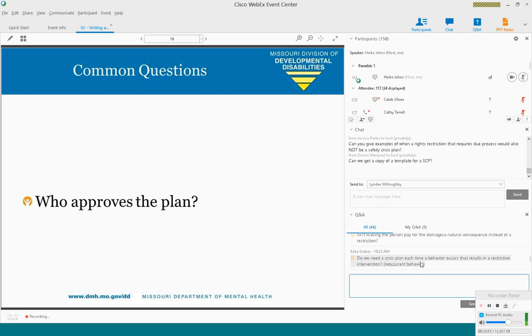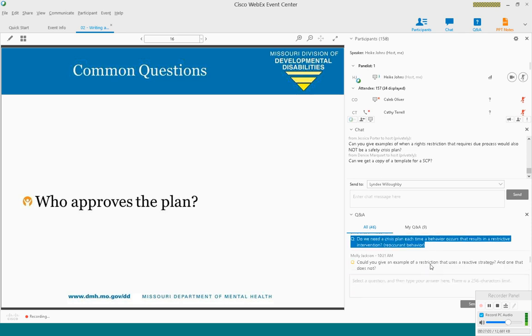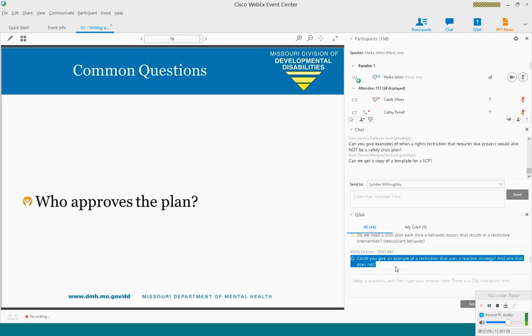Do we need a crisis plan each time behavior occurs that results in a restrictive intervention? That would be an indicator that you need a plan. The plan should be comprehensive and cover all the different behaviors that might occur, and we'll talk about that more in a minute. But yes, you need a plan in that case.